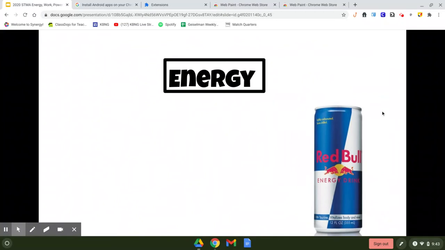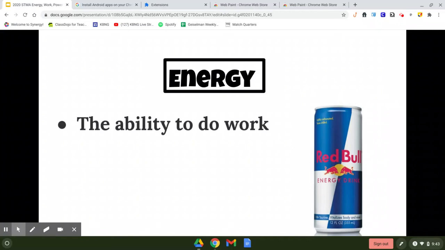So that brings us to energy. We said that work has the ability to change an object's energy. So what does energy mean? Energy is really just the ability to do work. So when we look at work, we're measuring it in energy, and energy in the end is just the ability to do work. So they kind of go hand in hand.